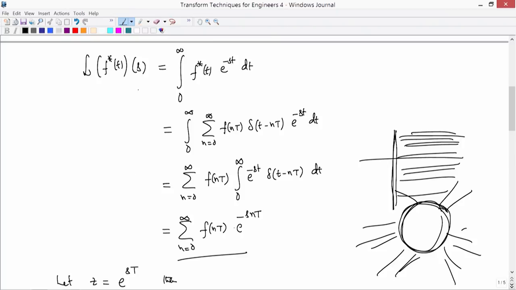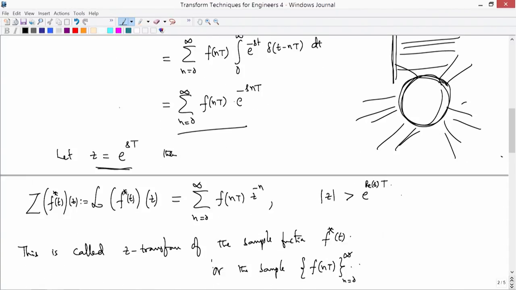So if you look at this, this is your Z transform. That's how you define the Laplace transform of that function. So the Laplace transform of the signal function f star of t as a function of s is this. Instead of this form, you substitute z equal to e power st. Once you have this, you have applied the Laplace transform.